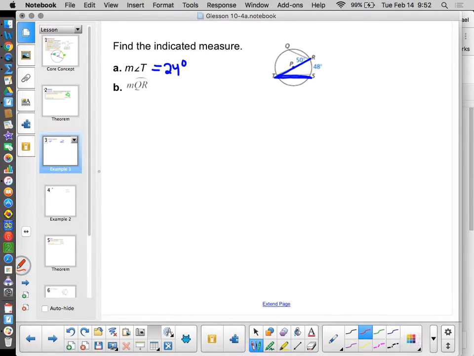We can also work this relationship backwards. Here I have this angle is 50 degrees. And I want to know what the measure of this arc that it's intercepting is. Well, if the angle is half the arc, that means the arc is double the angle. So double 50 is 100 degrees. That was a 50, right? Yep, okay. So we're talking about that one.